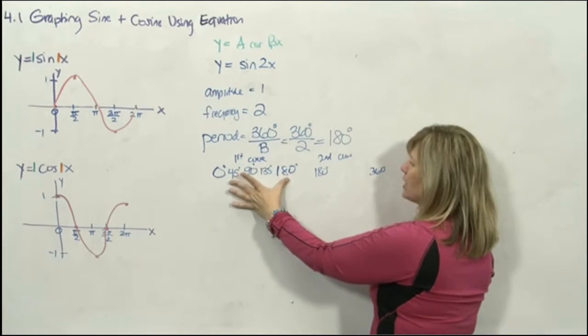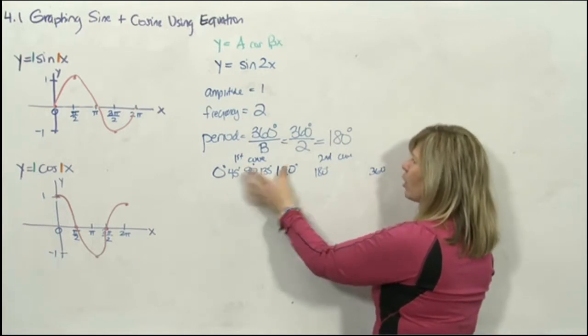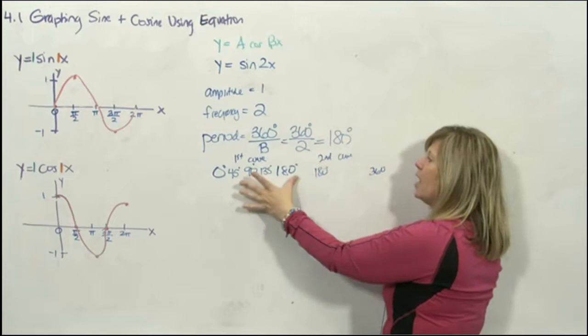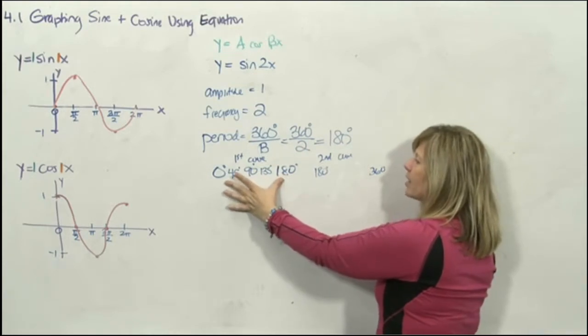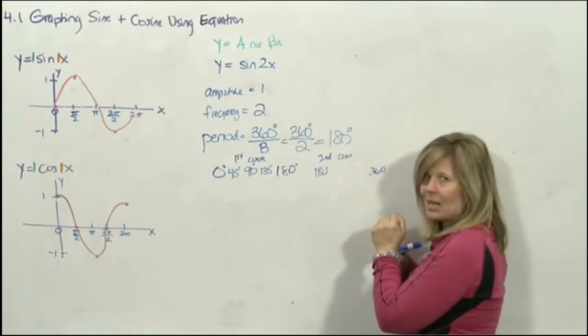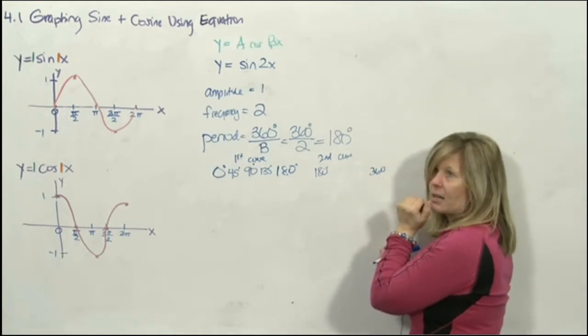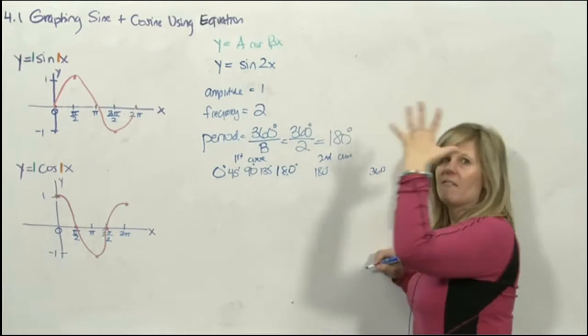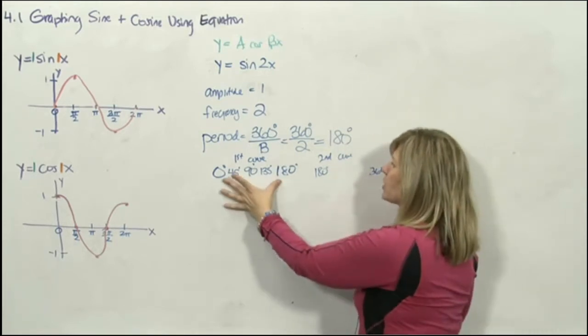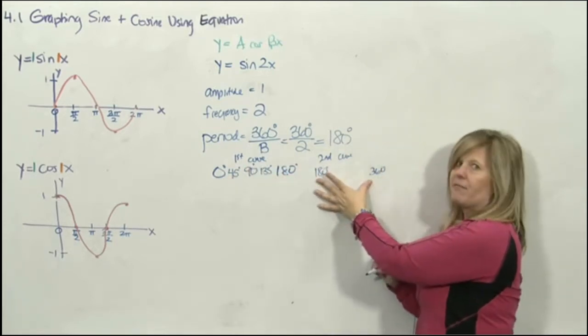It takes 180 degrees to make a sine curve, according to this. The period's 180. I need 180 degrees to make a sine curve. Between 0 and 180 is 180. Between 180 and 360 is 180. But to graph a sine curve, you need 5 points. So we broke this up into 5 points. Now we're going to break this up into 5 points.